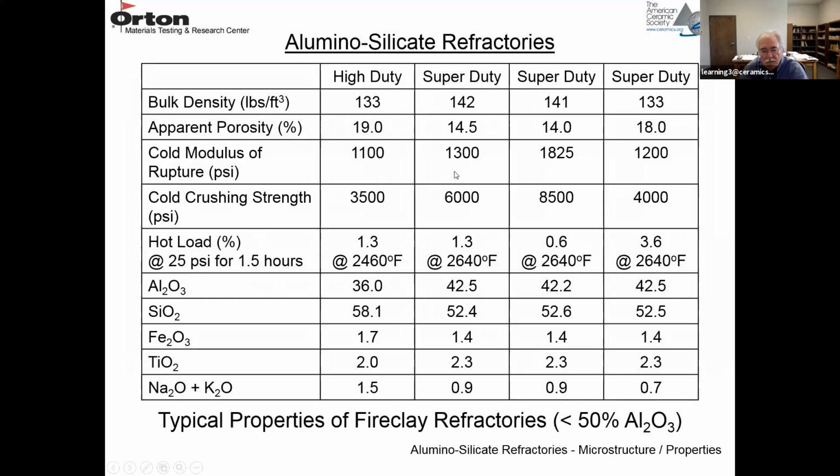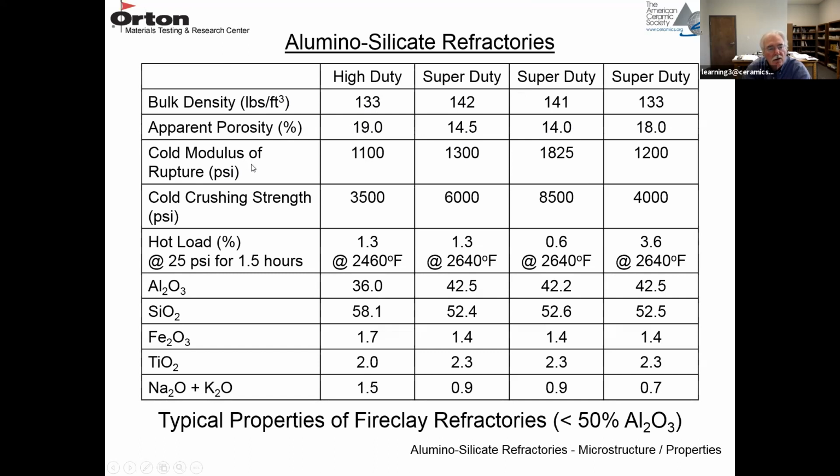So there's a couple slides here of some different alumina content refractories and their properties. These are high duty and super duty. Bulk densities, which are always reported in pounds per cubic foot, are about 130 to 140. And I keep mentioning the porosity in these materials. These are about 15 to 20%.